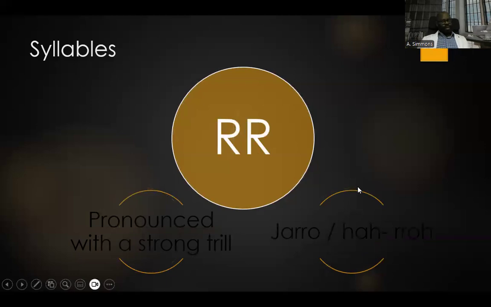Ara, double R. It's like maybe 4 of those. Pronounced with a trio. Jarro, perro, ra, re, ri, ro, ru. And you got to play with it. Ra, re, ri, ro, ru.